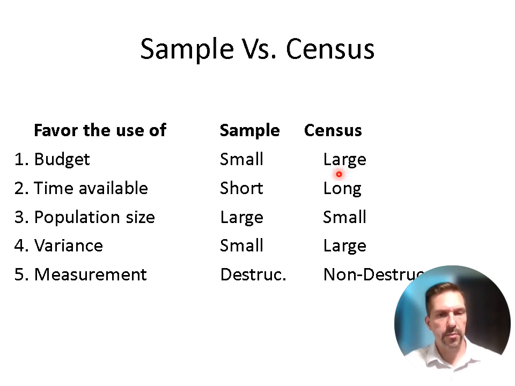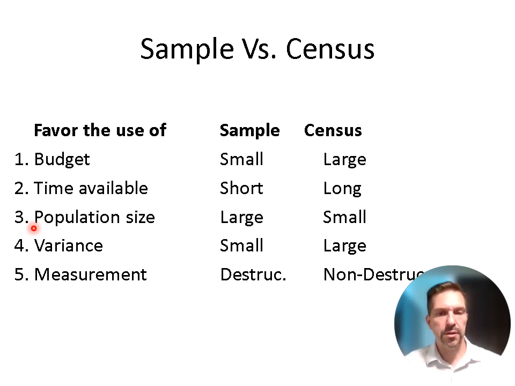Also, like I was saying before, collecting a subset of the data is going to be faster. So if you need to make the decision quickly, a sample is going to be more appealing than if you have more time on your hands, where maybe you can consider the higher accuracy of the census, at least potentially. Then another thing that matters is the population size.